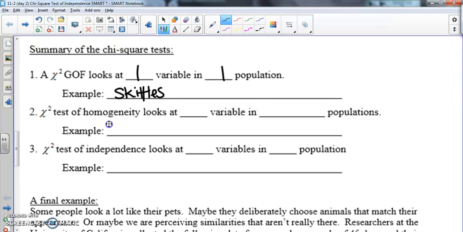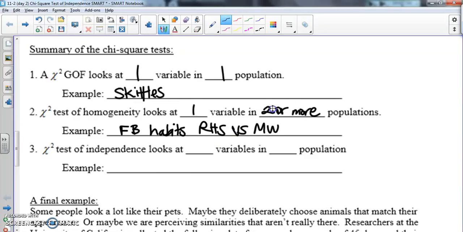The next test I taught you was the chi-squared test of homogeneity. What we did there is we looked at, again, one variable, but this time in two or more populations. Okay, we only did two in the example. The example we did was Facebook habits from Redwood versus Mat Whitney.